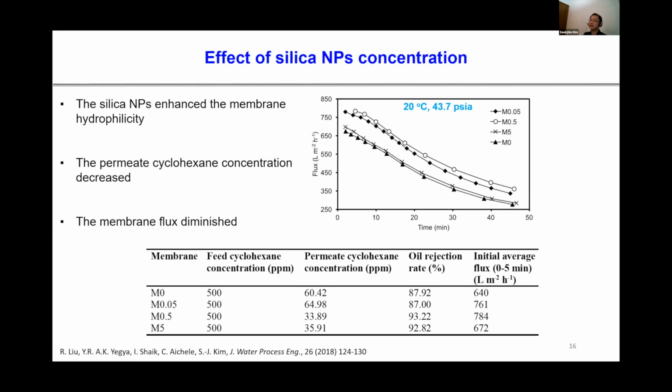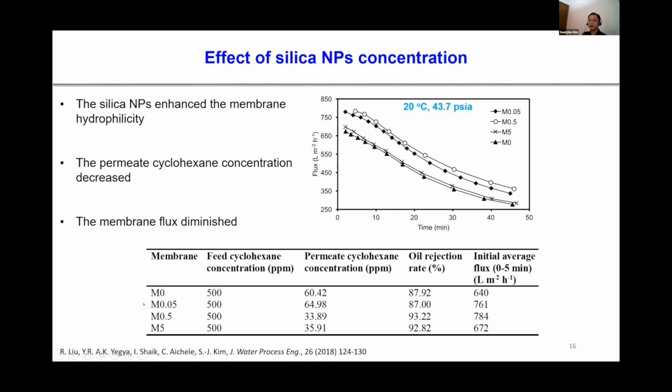This is because silicon nanoparticles enhanced membrane hydrophilicity through hydroxyl groups on the silicon nanoparticle surface, which strongly absorb water. Therefore, the membrane allowed more water molecules to be absorbed on the membrane and then pass through the membrane, which is consistent with the literature. In the table, there are the membranes, oil concentration in the feed, oil concentration in the permeate solution, oil rejection rate, and the flux.